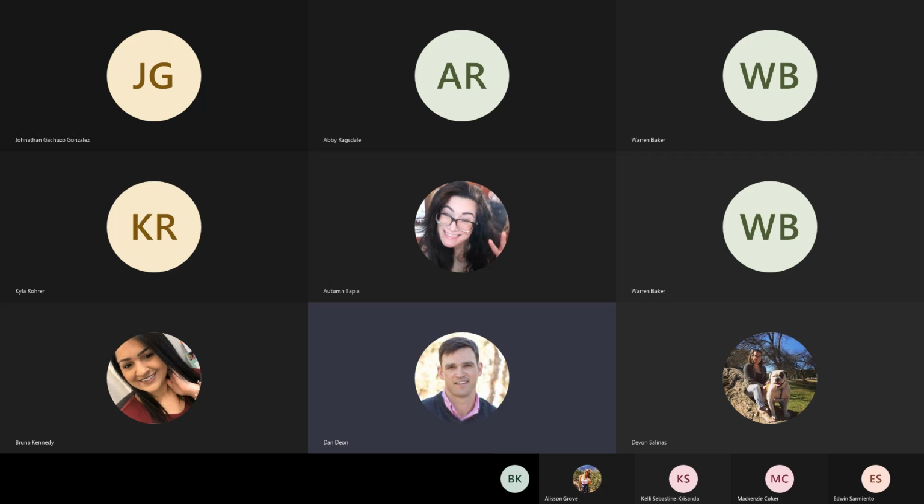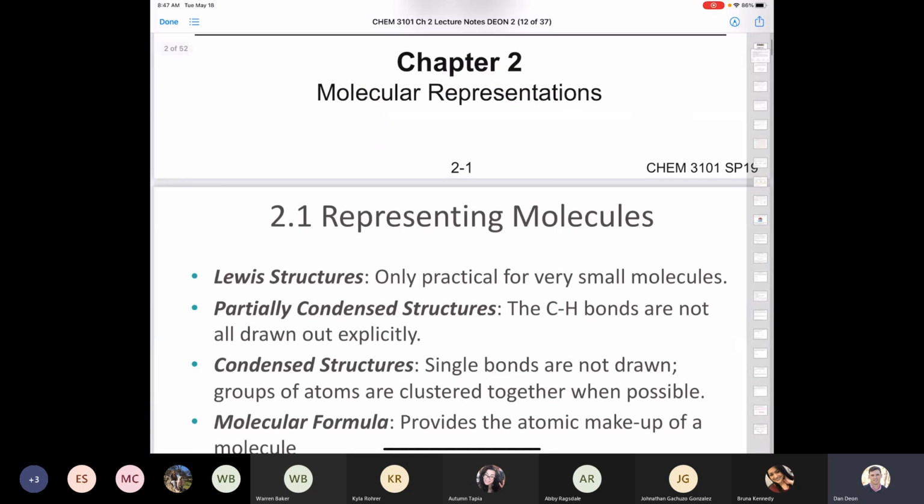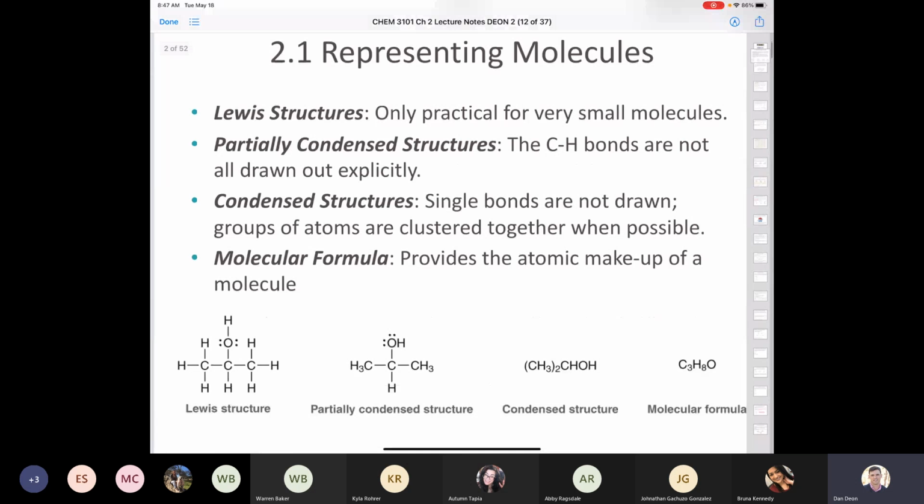All right, Chemistry 3101. This is Chapter 2, which deals with molecular representations. Organic chemists need a few different ways to represent molecules, and as we go through the chapter, it will become abundantly clear why organic chemists like to have more than one way to represent molecules. Some of the ways that we can represent molecules are to use Lewis structures.